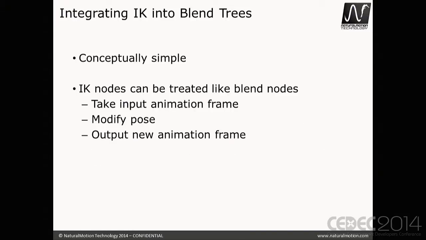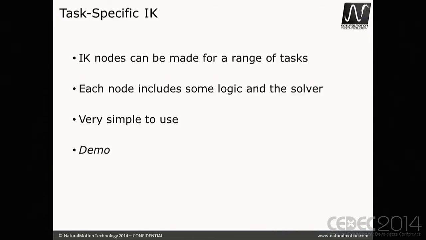Now, what's interesting is once you start integrating IK into blend trees and using IK alongside normal animation. The easiest thing is you treat IK nodes just like normal blend nodes. Because conceptually, an IK system takes in input animation, it does some mathematics to change the pose of the character, and it produces a new output frame. So you can have these little nodes. And that's certainly the way that we've always worked previously in Morpheme, where we have nodes for doing different tasks. So we have, for example, a foot locking IK node. We have a head look IK node. And each one of these nodes includes some logic to read the animation, perform some mathematics to change the character, and produces the output. And this is really very simple to use.